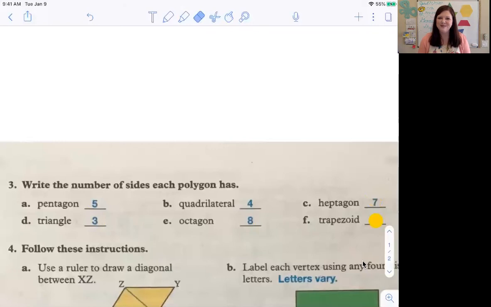Trapezoid. You might have to think on this one, but remember, a trapezoid has 4 sides. 2 of the sides are parallel, 2 of the sides are not parallel.